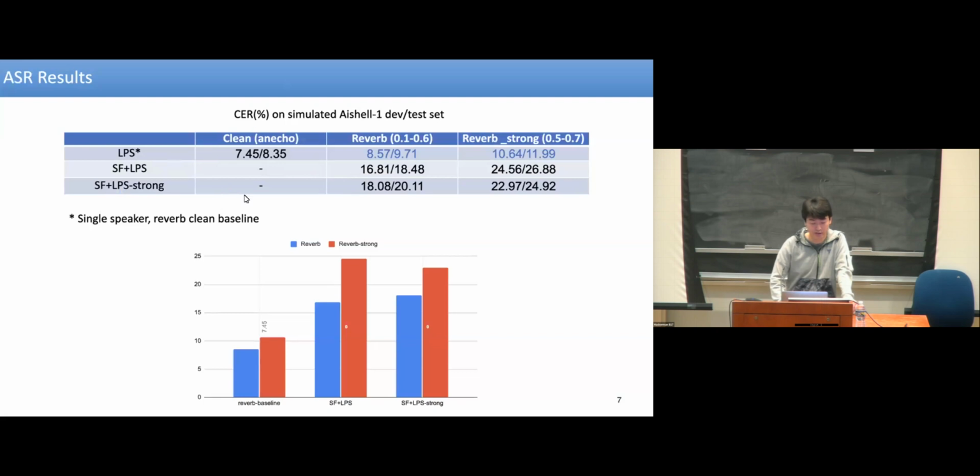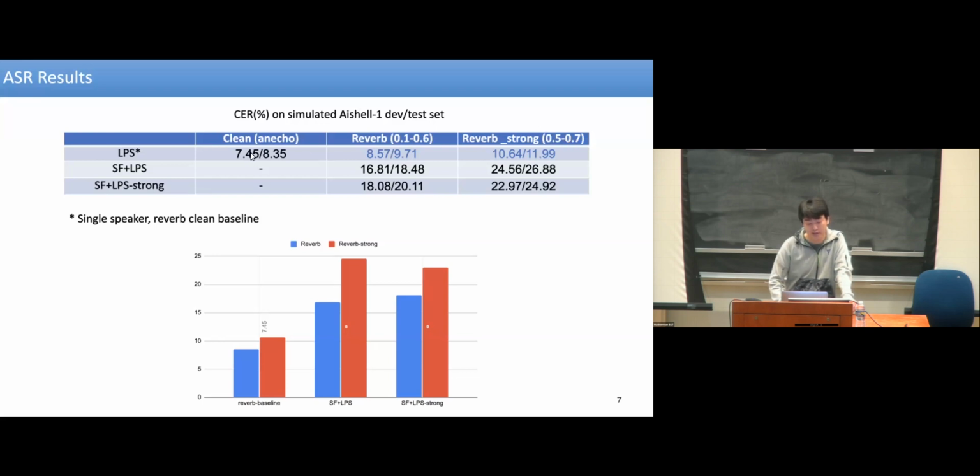For each column, we change the strength of the reverberation. For the first column, there is no reverberation at all. The second column is normal reverberation, where the RT60 ranges from 0.1 to 0.6. And the last column is strong reverberation, which ranges from 0.5 to 0.7.